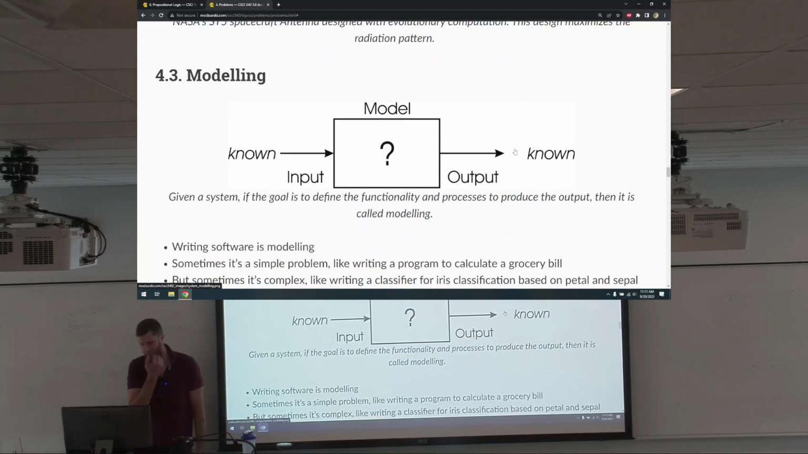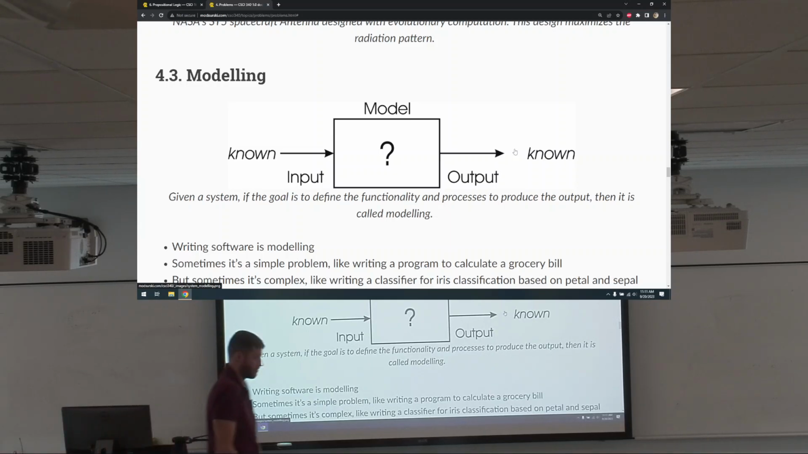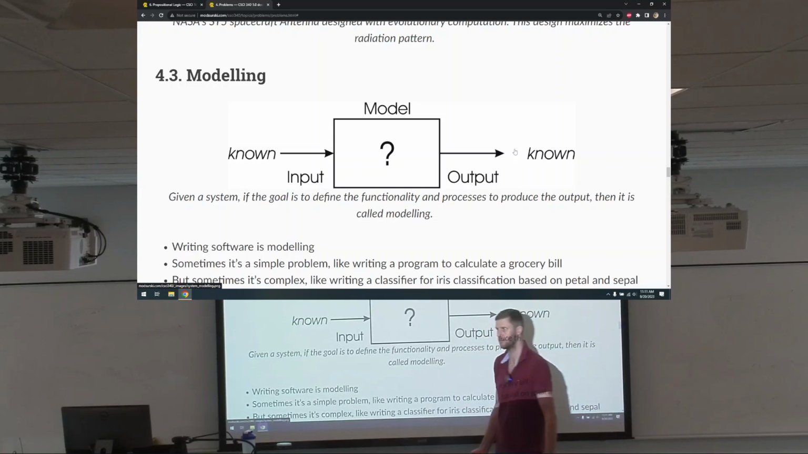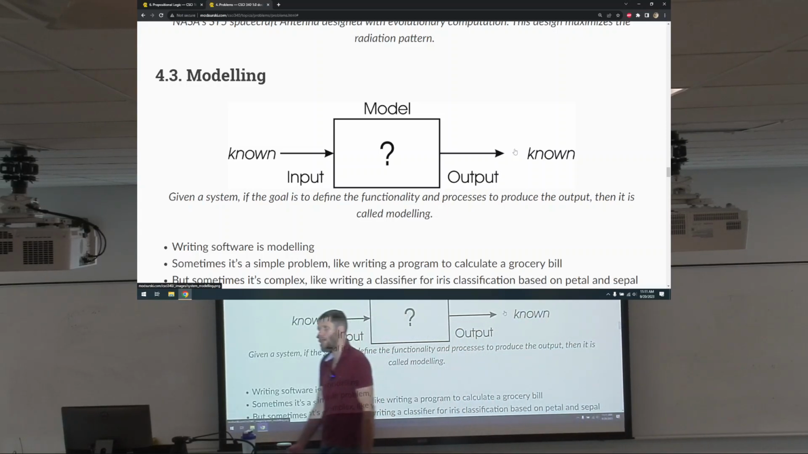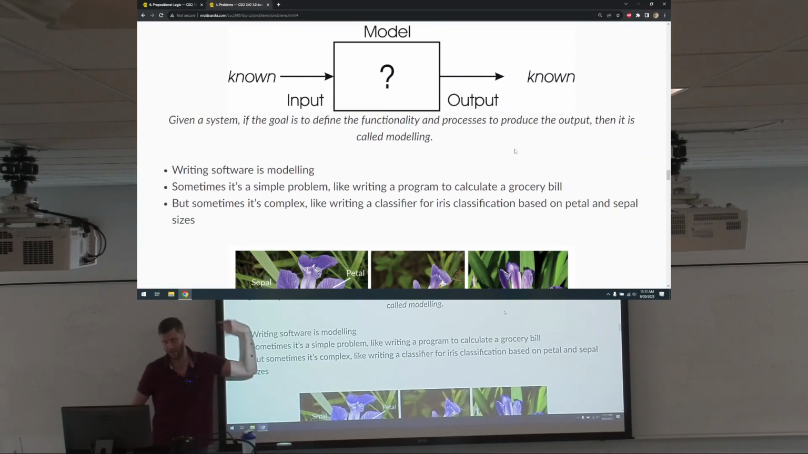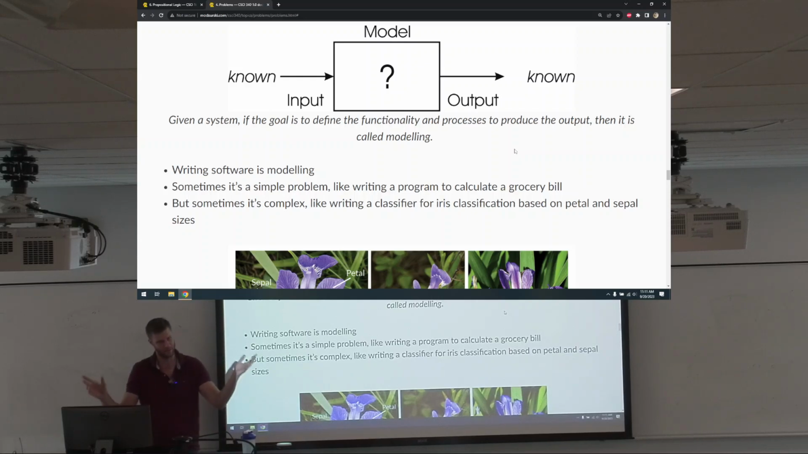Now modeling. Modeling is a little different when we're talking about the separate parts of a system. Modeling is, well, we want to actually come up with a model of that system. Writing software is modeling. Sometimes it's a simple problem like writing a program to calculate a grocery bill. The input is the things they want to buy and the output is what it costs. The model is just my program of that system.